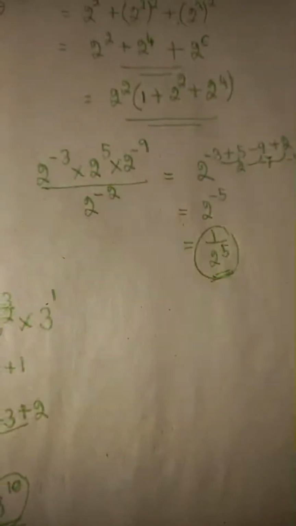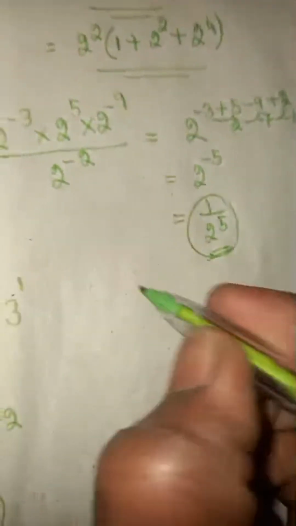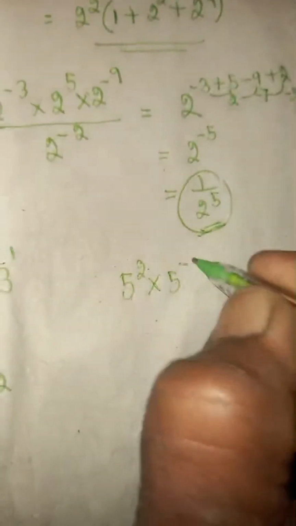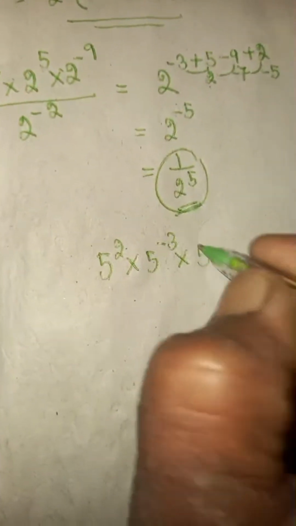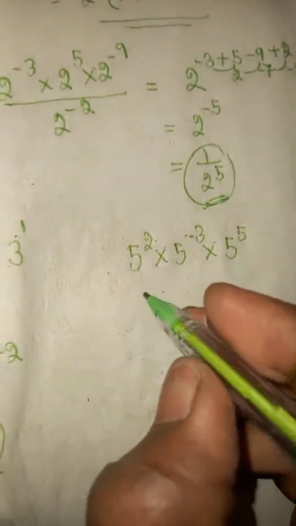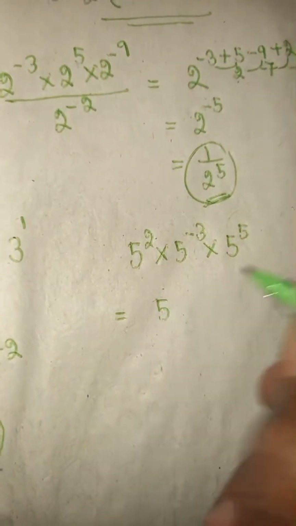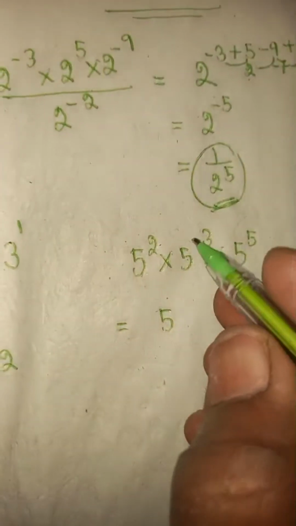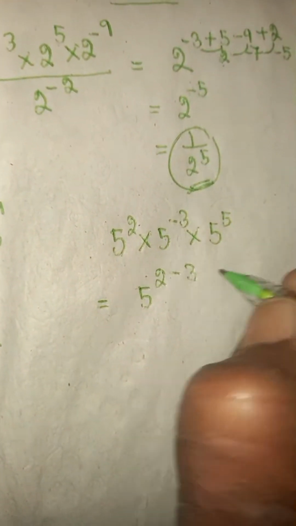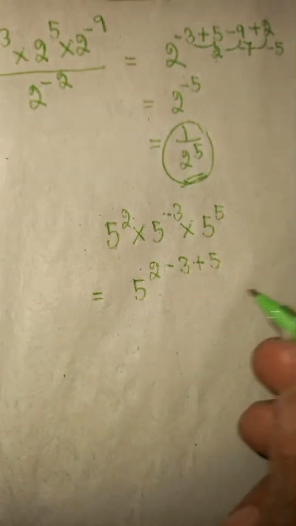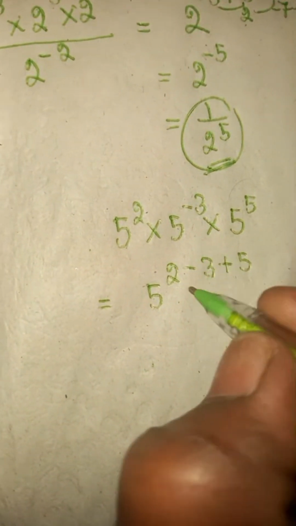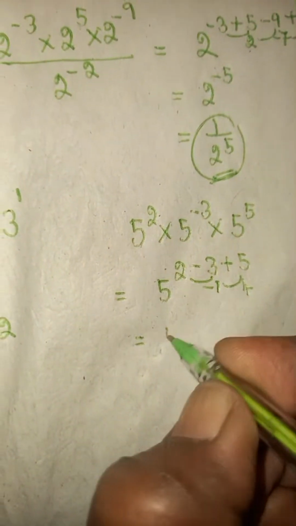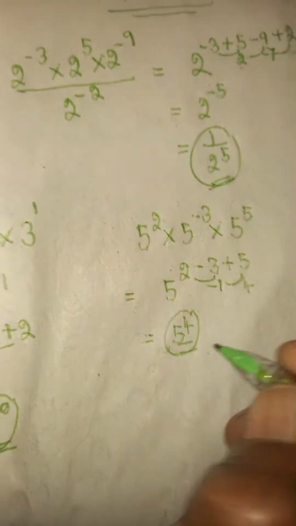Let's take more numbers, that is 5 square times 5 power of minus 3 times 5 power of 5. In all of them take 5 as the common base and you can add up the powers of them, that is 2 minus 3 plus 5. Now 2 minus 3 is equal to minus 1, plus 5 is equal to 4. So it is 5 power of 4.